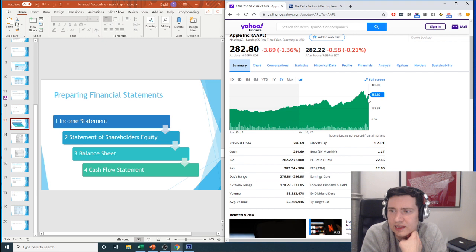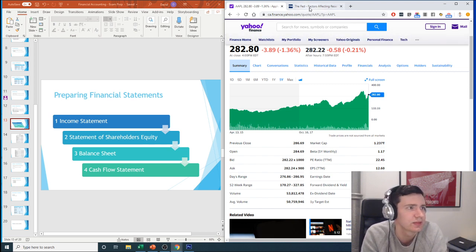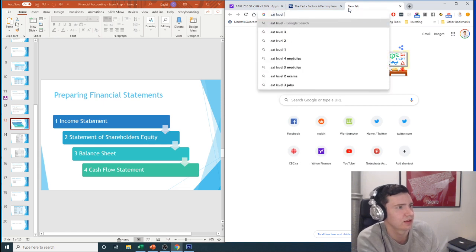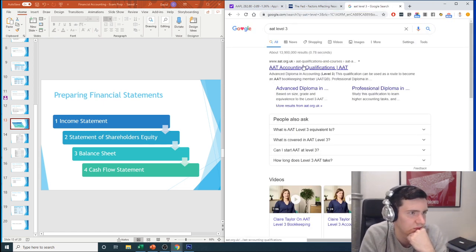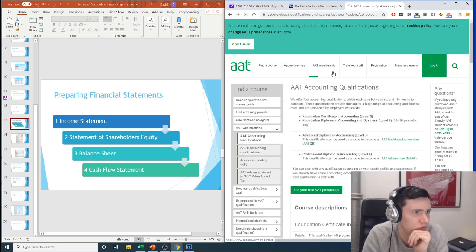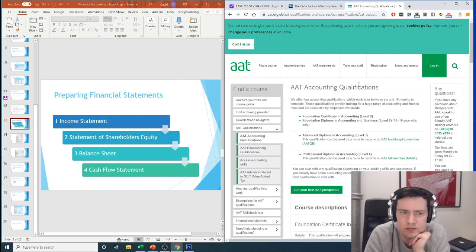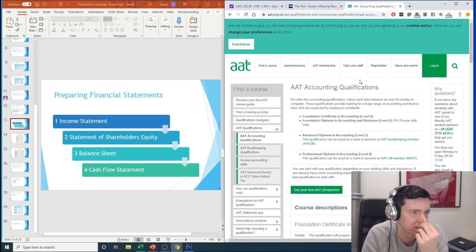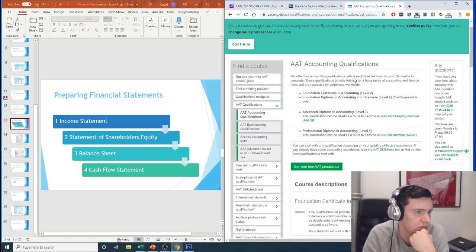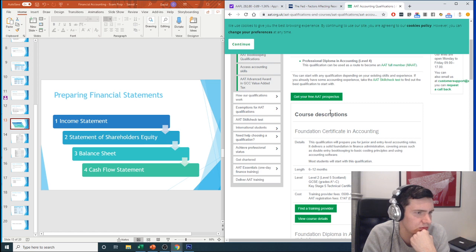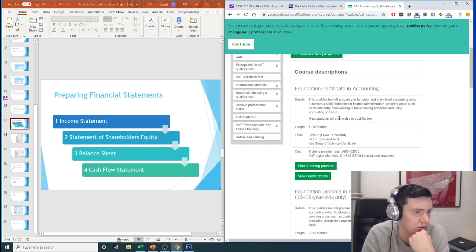Your AAT level 3. I'm not familiar with that. What is that? Actually, I've got Google. Are you based in the UK? Looks like an accounting diploma for entry-level accounting positions.